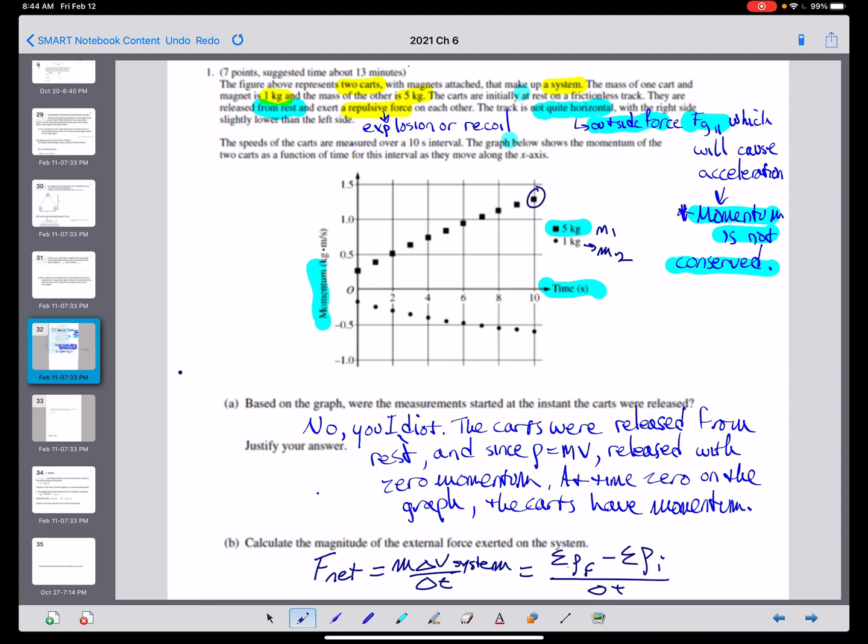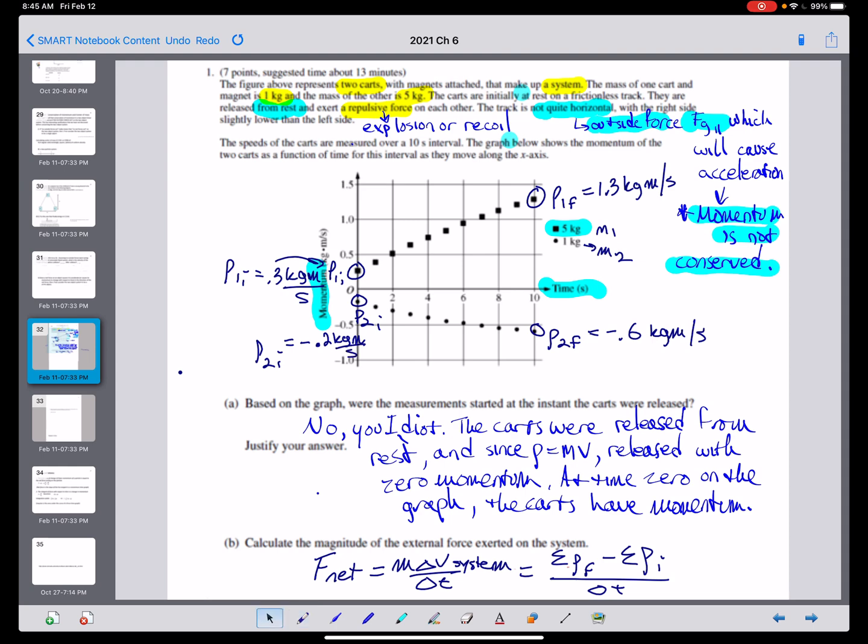So right here is our P1 final. Here is our P1 initial. Here is our P2 final. And here is our P2 initial. We see that P2 final is about negative 0.6, and P1 final is about positive 1.3 kilogram meters per second. And then P1 initial looks like about 0.3 kilogram meters per second. And P2 initial equals about negative 0.2 kilogram meters per second.